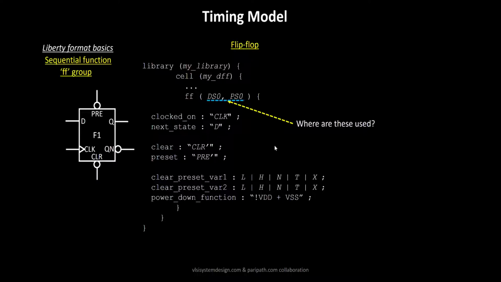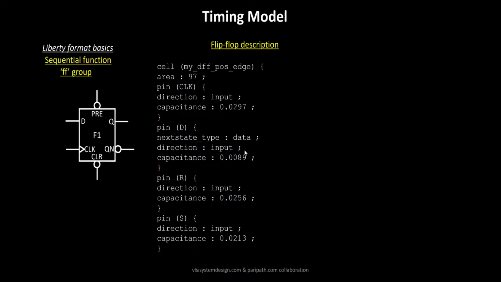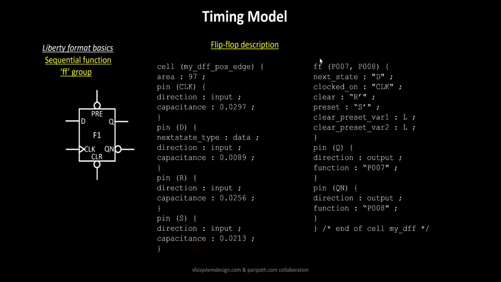For that, we need to open up the Liberty format description of the flip-flop. If you open up the flip-flop, the description looks something like this. You have the cell definition and the different cell attributes. You have the pin definition and different pin attributes, and this all remains the same as we have discussed in a couple of videos in the past. The important part over here is this particular description.